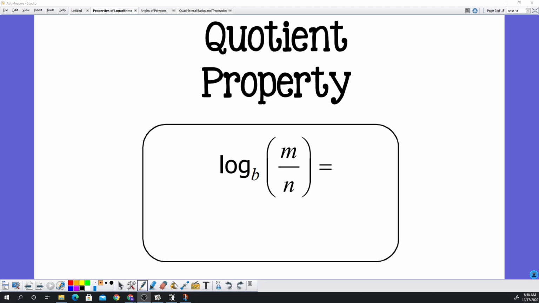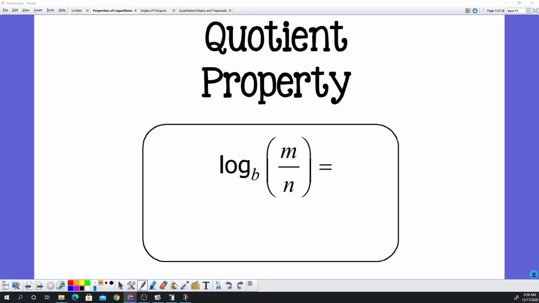Hello everyone. So now we will be talking about another one of these logarithmic properties. This one is called the quotient property. And the quotient property, quotient meaning like fraction or division. So let's look at this. Log base b of m divided by n. What is this going to be equal to?